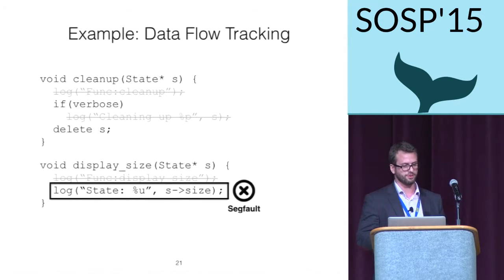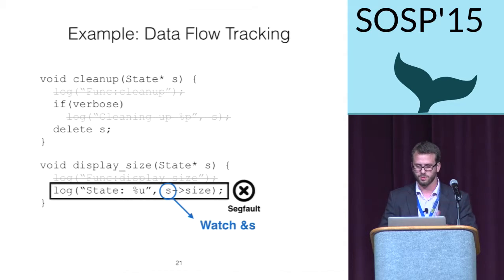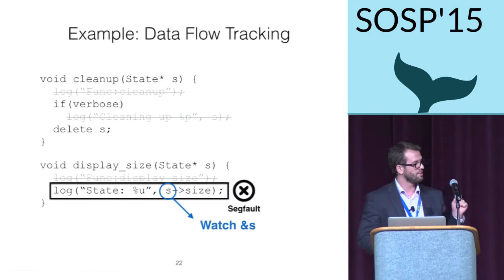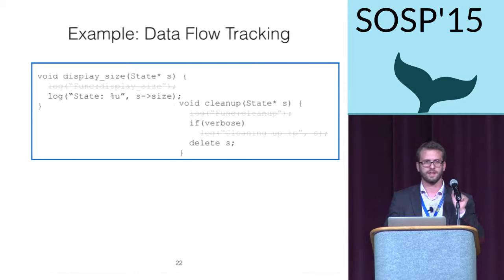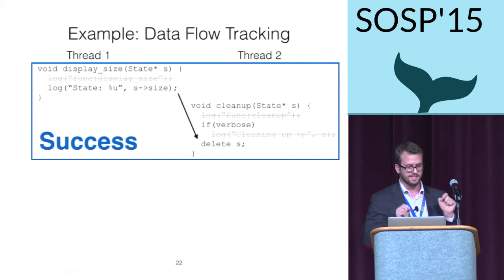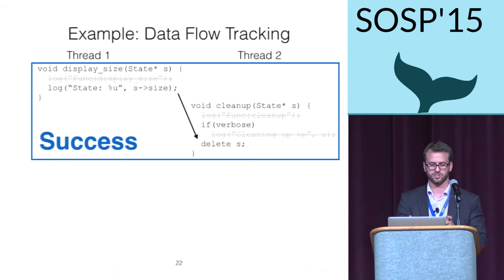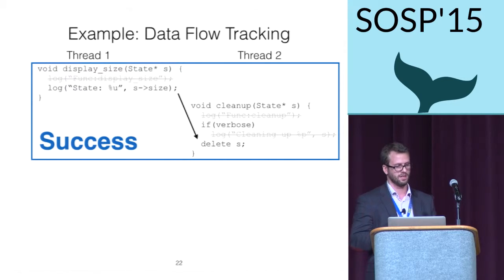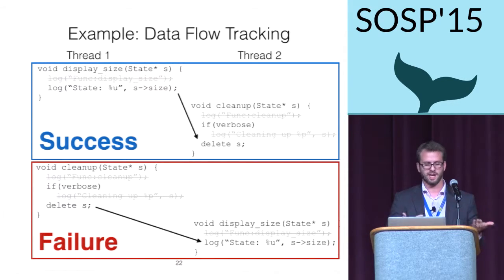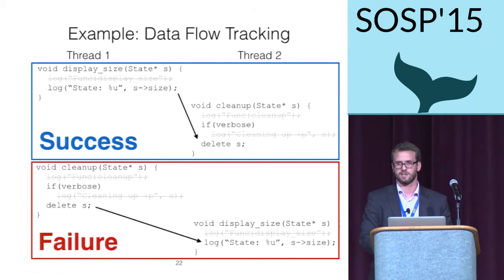So coming back to our example, for data flow tracking, GIST places a hardware watch point at the address of the state object S, and it monitors the values of S as well as the order of accesses to S across multiple threads. So let's have a closer look at what happens when GIST does this data flow tracking for our example. Now, GIST will determine that in successful executions, that is the ones that don't end up with a seg fault, the log statement that accesses the size field of S in the display size function executes before the delete statement in the cleanup function. And these statements execute in different threads. Whereas if the cleanup code executes before the access to the size field of S, the program will fail with a seg fault.